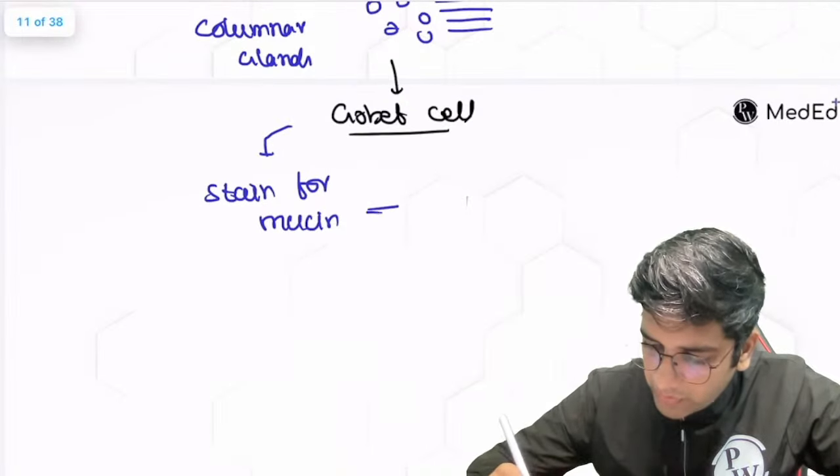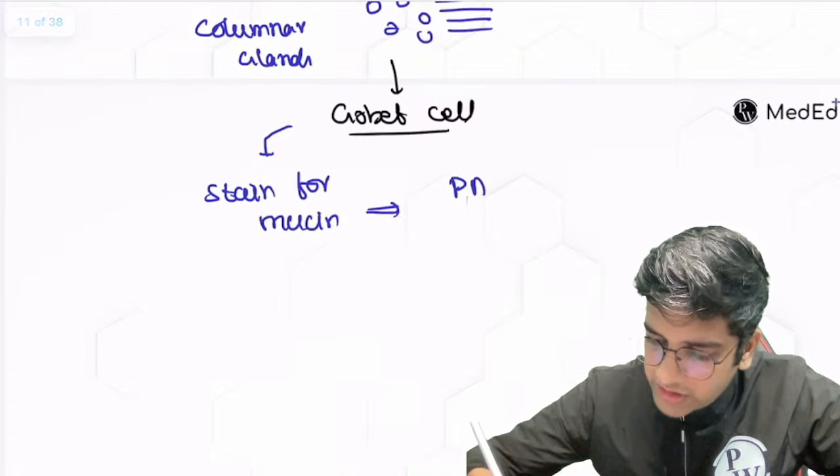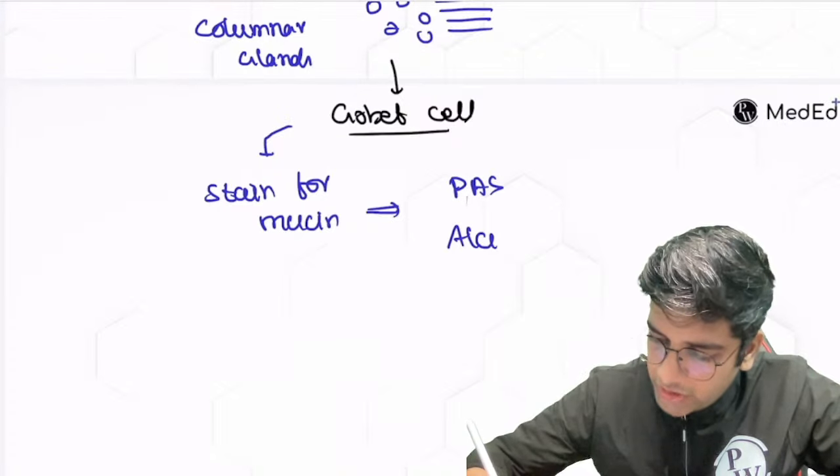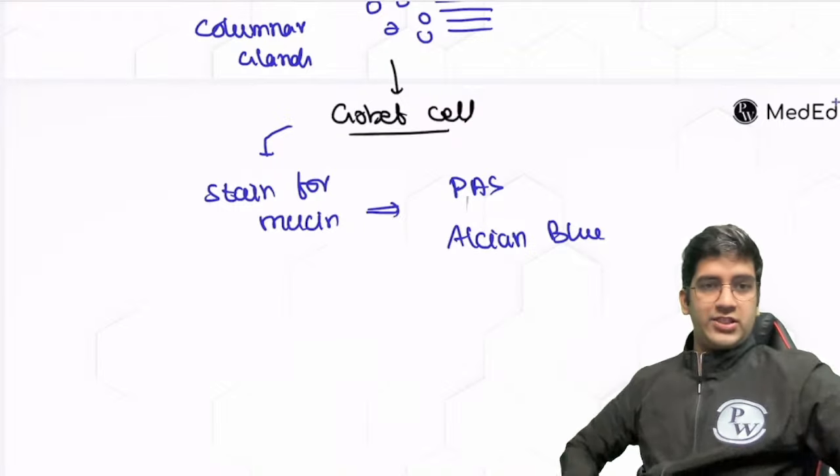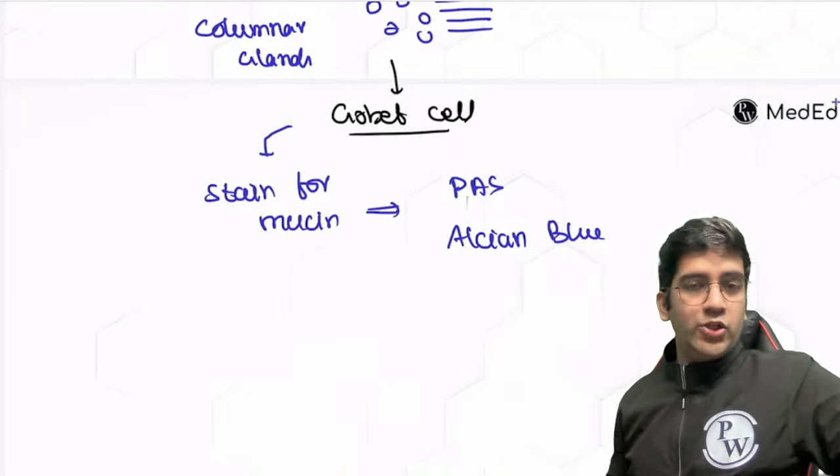So if I use stain for mucin, there are two stains. One is called PAS, the other is Alcian blue. This completes my diagnostic workup of Barrett's esophagus. I have one more important thing. I'll continue it soon, right?